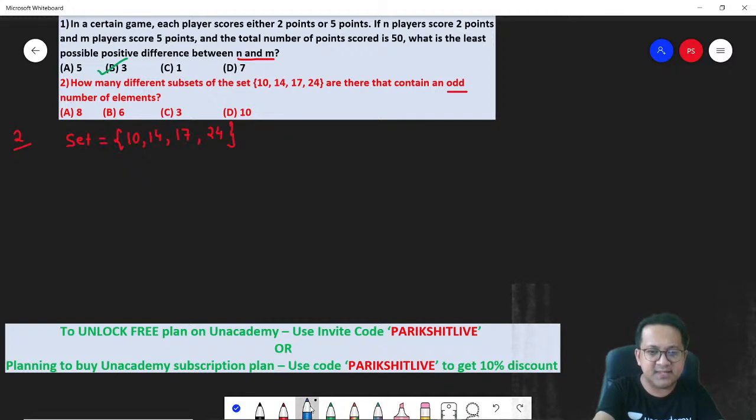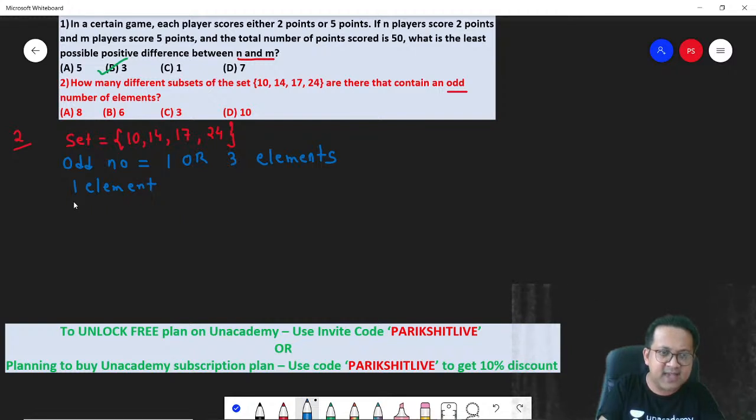If the number of elements is odd, there are total 4 elements, and you need an odd number of elements. So can I say that would mean 1 element or 3 elements? Correct? Only then you will have an odd number of elements because there are total 4. So you have two cases. The first one is you have 1 element, that is case number 1, and the second scenario is you have 3 elements. That is case number 2.